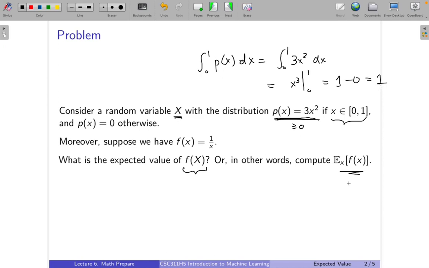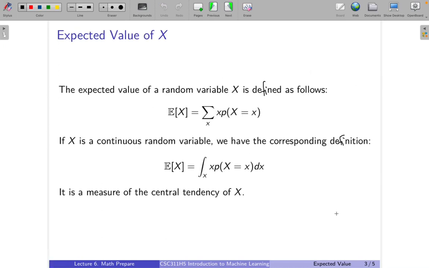So let's review the idea of expectation, the definition of the expected value. The expected value of a random variable x is defined like this. We sum over all the possible values of that random variable, and we take the product of x times the probability that the random variable has that value. If x is continuous, then we have the analogous definition here, where instead of a summation, we have an integral.